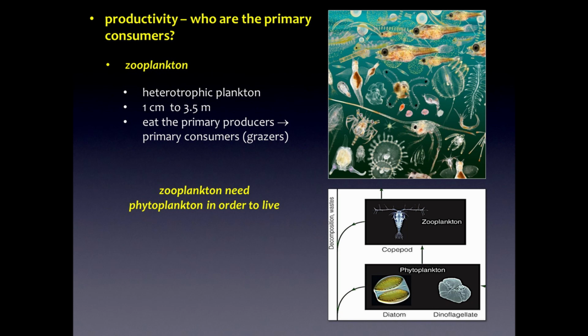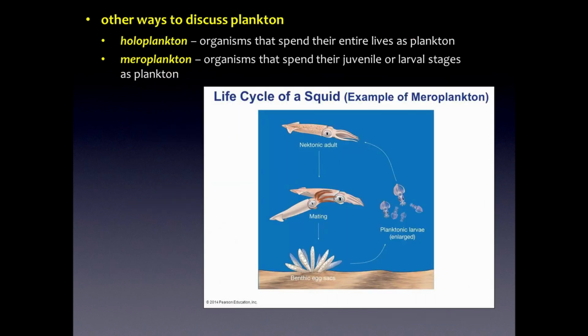So we go from the diatom to the dinoflagellate, which is then eaten by a copepod, which is an example of a zooplankton. At this point, we should pause and look at a couple other ways that we can describe plankton. We can also use the terms holoplankton and meroplankton. This refers to the life cycle of plankton. Some examples, such as squid, experience different stages during their life cycle.